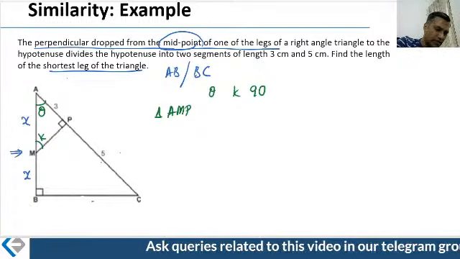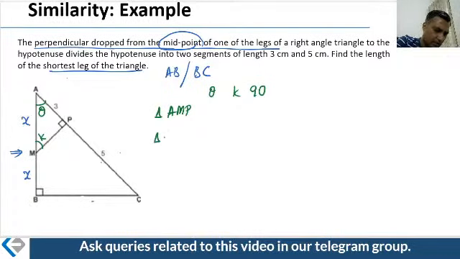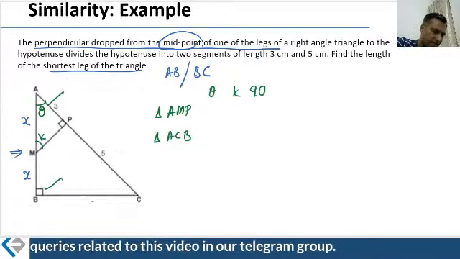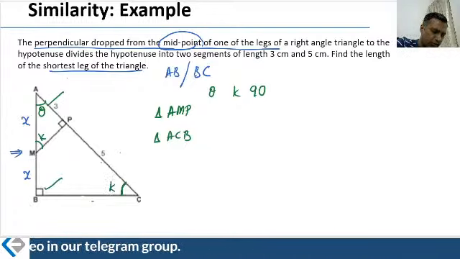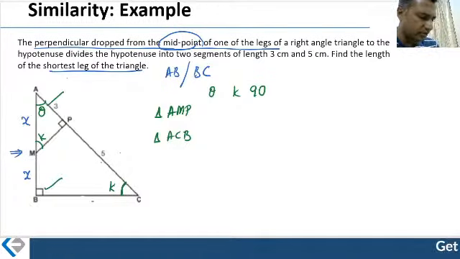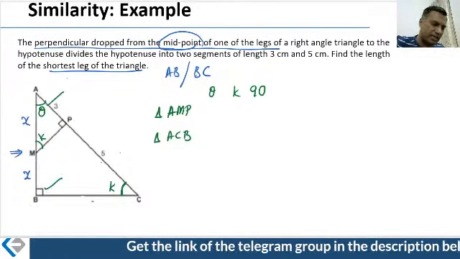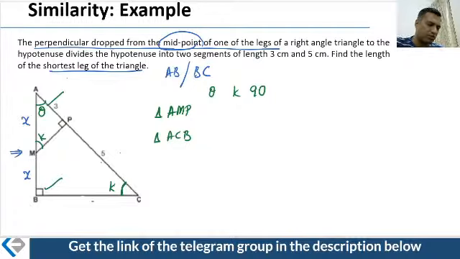Good. Now take a look at the triangle ACB, or ABC. What are the angles there? Of course, there is a theta there, and there is a 90 there. Therefore, what should the third angle be? It has to be k. Even if you prove it, you will get k, because if two angles match, the third will automatically match. There is no choice in the matter.